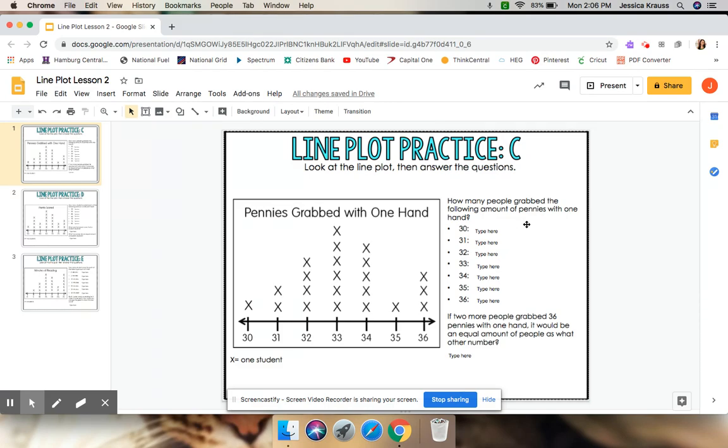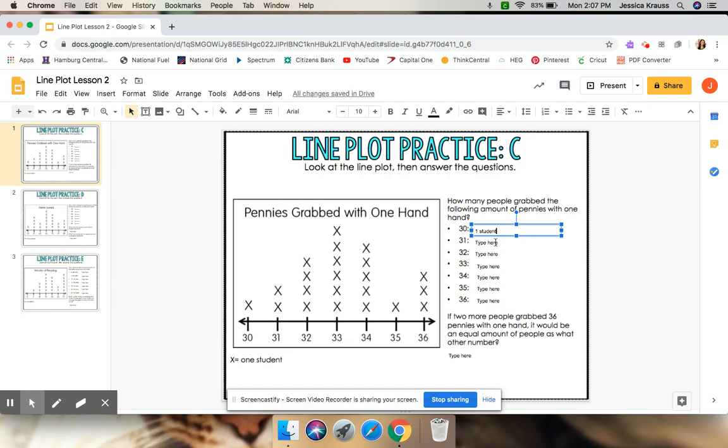How many people grabbed the following amount of pennies with one hand? And it says 30 all the way through 36. And down here we have 30 all the way through 36. Those are the number of pennies that each student grabbed with one hand. Let's take a look, and I'm going to pick 30, the first one. How many students grabbed 30? Well, I go on my line plot, and above I see one X, and I know each X equals one student, so that means one student grabbed 30 pennies.